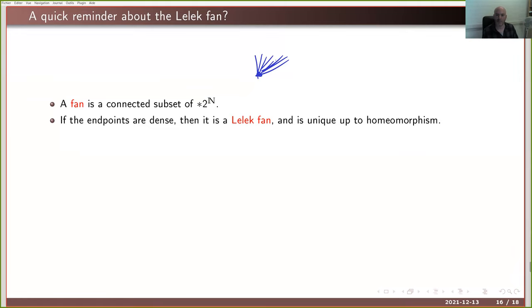A Lelek fan is a subset of this cone. You have these segments going in different directions, with different lengths, maybe a short one. So you have all these endpoints, and it's a Lelek fan if all these endpoints are dense in that set. And the Lelek fan is unique up to homeomorphism. Let's just keep it at that. So it's a very nice compact space.